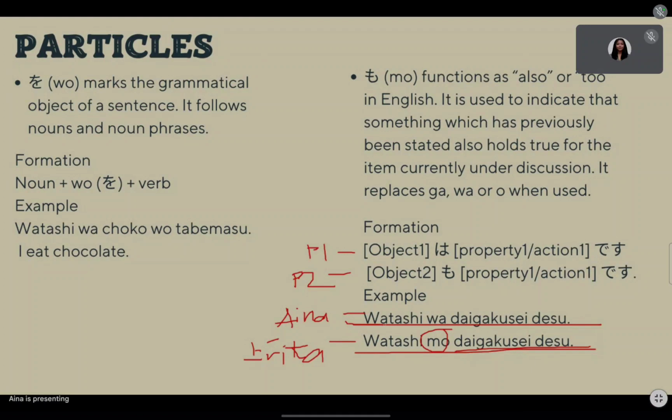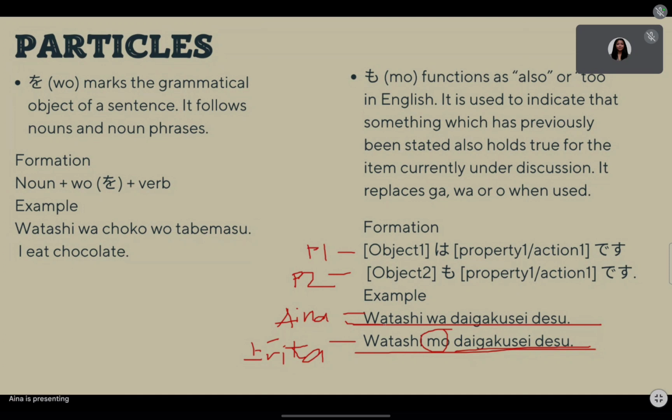Kunyari ano yung dessert? Watashi wa ice cream desu. Ibig sabihin, ice cream yung gusto mo. So tas kunyari ikaw gusto mo rin na ice cream, watashi mo ice cream desu. So ibig sabihin parehas kayo. I am also ice cream. Mag-order ka ng ice cream. I also order ice cream.